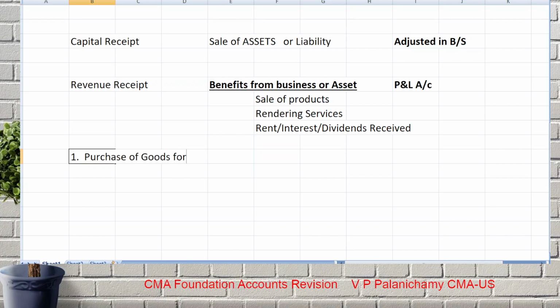Purchase of goods for resale. என்னது இது? இந்த மாதிரி ஒரு பாயிண்ட் கொடுத்திருப்பாங்க. They will give you options. Choose. Purchase of goods for resale. Capital expenditure or revenue expenditure? Revenue expenditure.